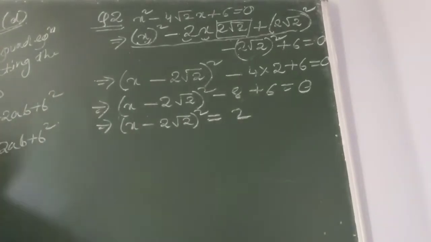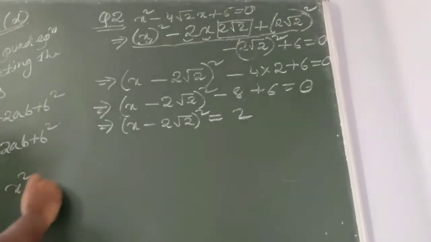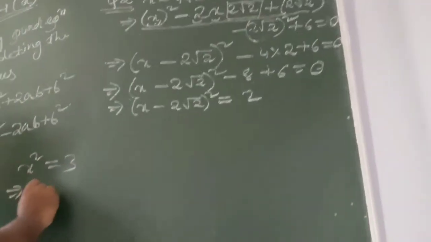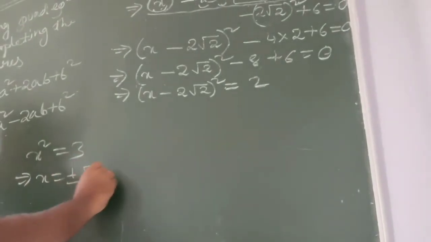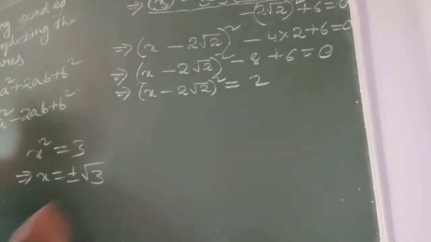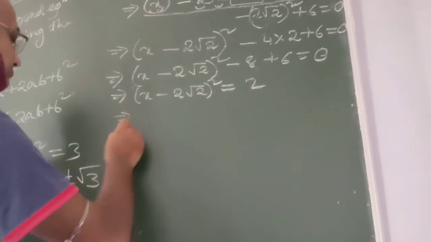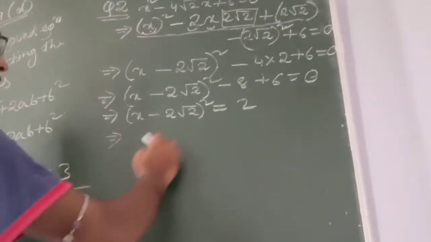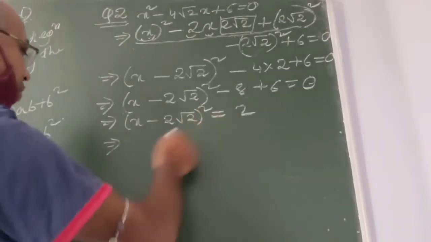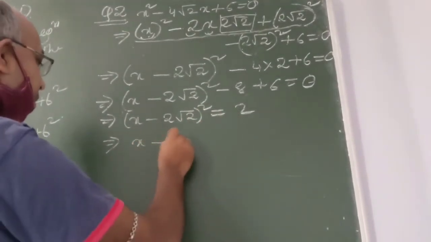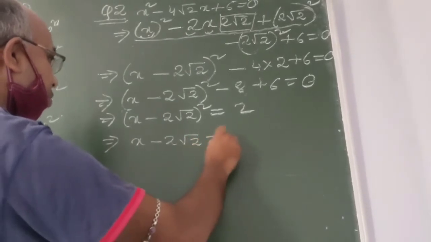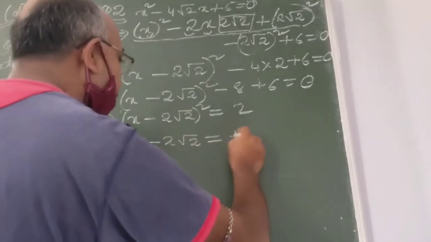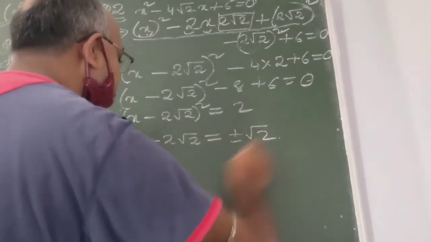Now from your knowledge, you know if x square is 3, x equals plus minus root 3. I have already explained how this plus minus comes. The same thing we need to apply here. In my previous videos, if you watch carefully, I have already explained this one. In the same way, to remove the square, I have to take the square root, and that also with plus minus. x minus 2 root 2 equals plus minus root 2.